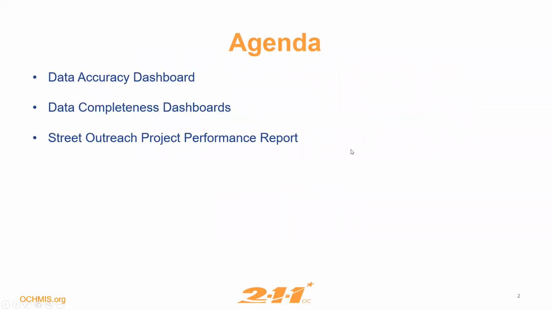And so today we wanted to circle back around on the data accuracy dashboards, as well as talk about the data completeness dashboards. So this came up from some of the feedback we got last time on the data accuracy dashboard. And to really incorporate that feedback, we thought it was best to create a separate dashboard for that. So we'll go over those and then finish up with the street outreach project performance reports.